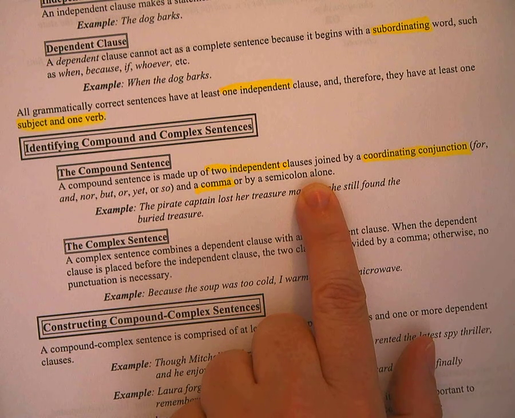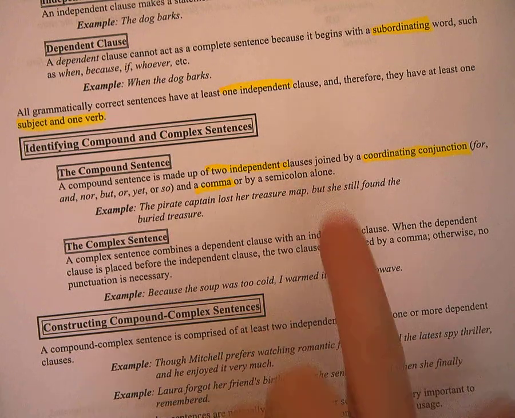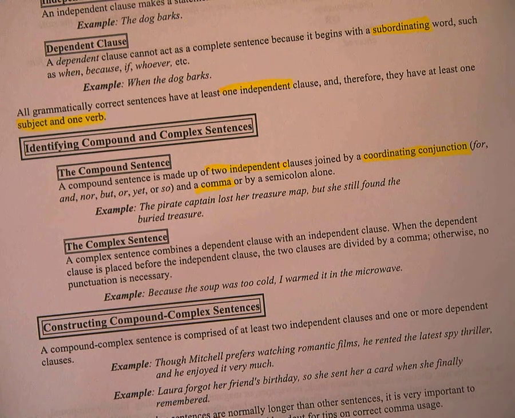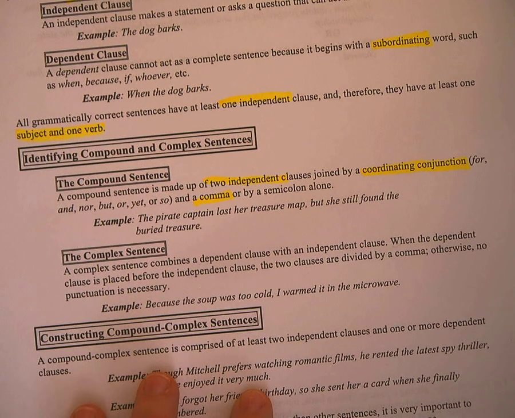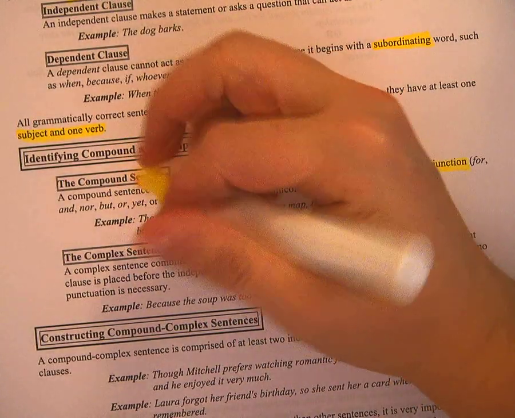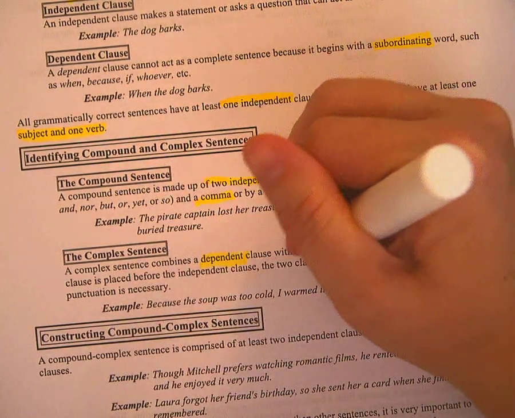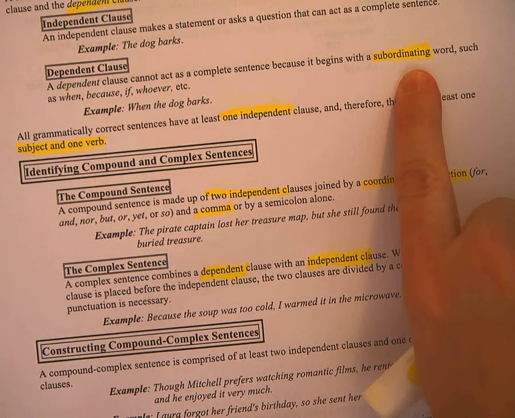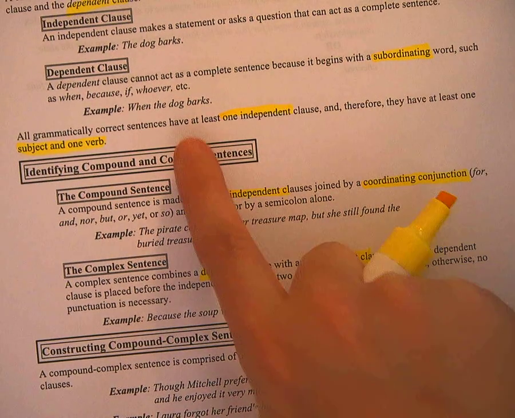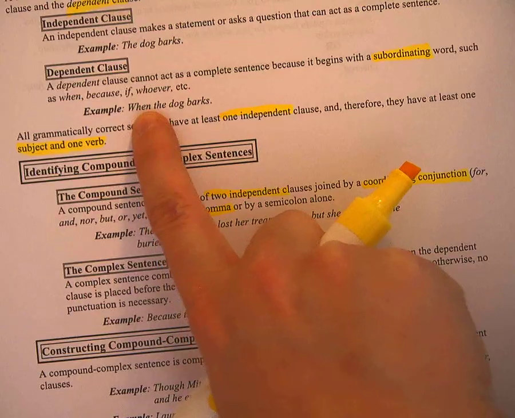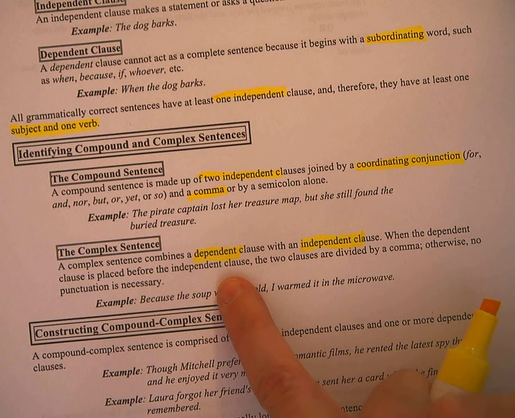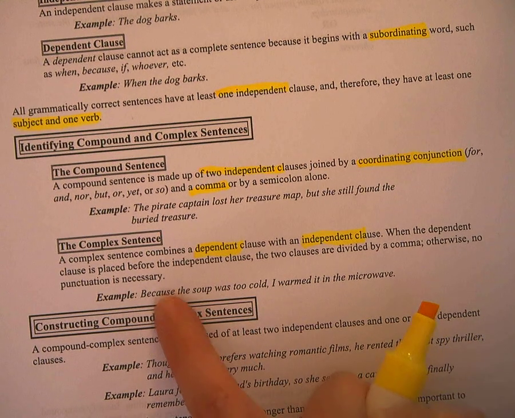Semicolon. She still found the buried treasure. That is correct as well. Okay. The complex sentence, however, has an independent clause and a dependent clause. So one of my clauses will have one of these subordinating words in the front of it, which will make it dependent. Here's an example.